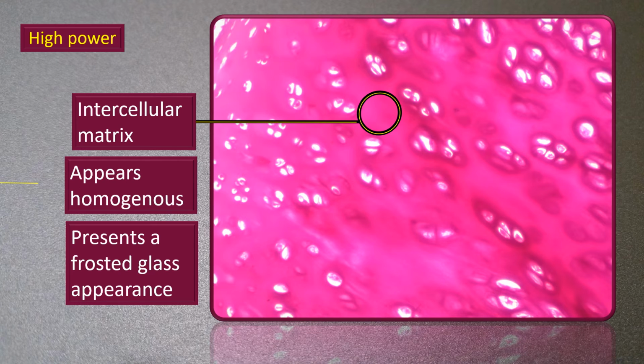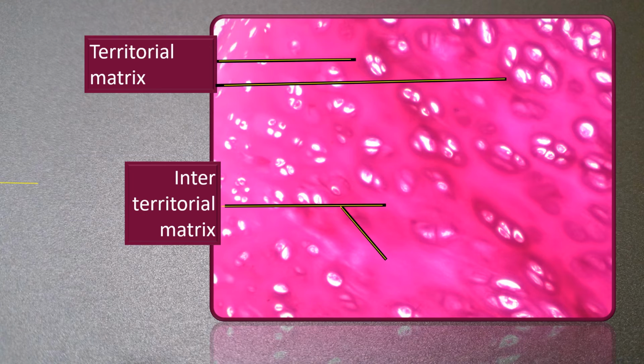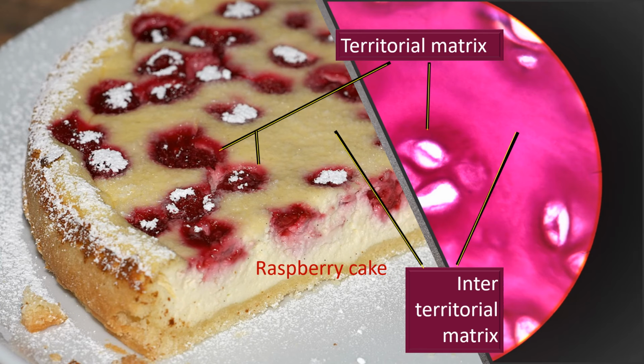Next, the matrix can be divided into two parts: an area immediately around the lacunae, which is rich in proteoglycans, called the territorial matrix, and the interterritorial matrix, which is a little paler and slightly away from the cell clusters. Next, I just used this example of a raspberry cake to give you a contrast between the territorial matrix and the interterritorial matrix.